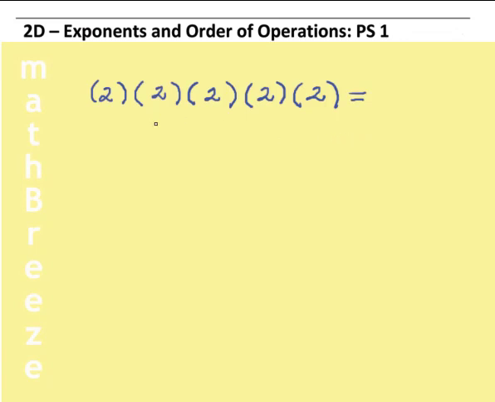Here we have 2 multiplied by itself 5 times. This can be written using exponential notation as follows. In this expression, 2 is called the base, and 5 is the exponent.